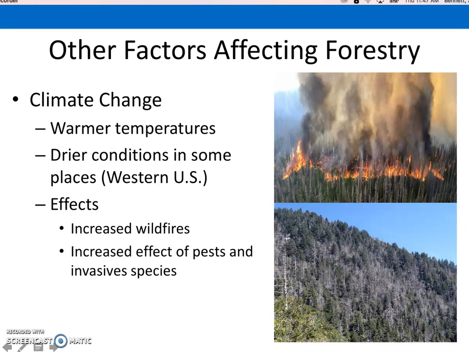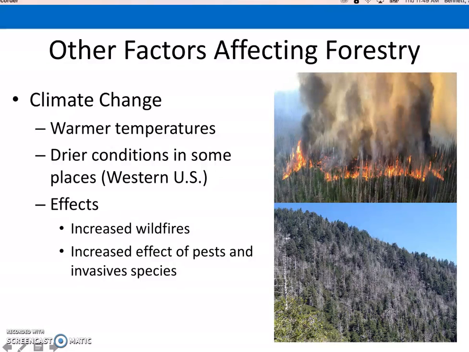The last thing that I want to mention is the effect of climate change on forests around the world and our ability to sustainably harvest forests. With climate change, we know that temperatures all over the globe are rising. Some places, especially places that are already dry, are seeing even drier conditions due to climate change, and that is predicted to continue. And so with drier conditions, among other factors, we are seeing an increase in wildfires.